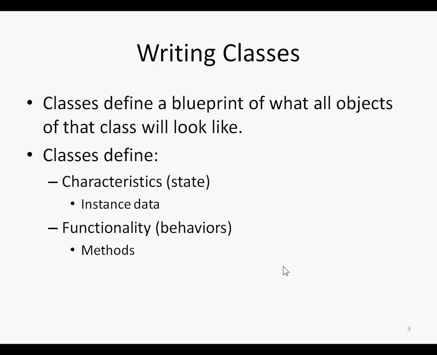It has the characteristics, that's what define the state or the descriptive aspects of your object. And we represent the characteristics with instance data. So there's a set of instance data, and then you have a set of methods. The methods describe the functionality or the behaviors that your object can take or that can be taken on your object.